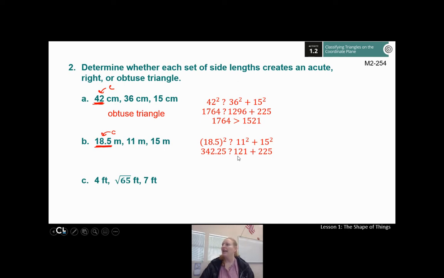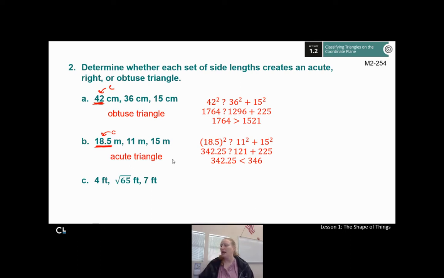On the other side, of course, we have 11 squared, which is 121, and 15 squared, which is 225. If I add these together, 121 plus 225, I got 346, which is a little bit bigger than 342.25, right? So that means my c squared is less than my a squared plus b squared. Well, look at that. My c squared is just a little too small, but it's still too small. Since my c squared is too small, it's an acute triangle.